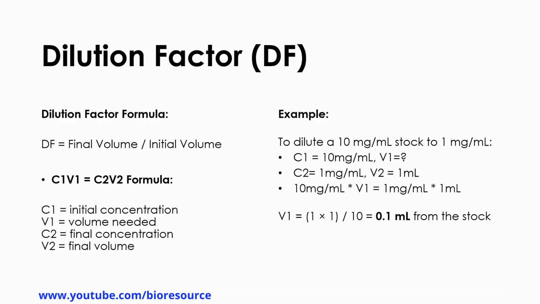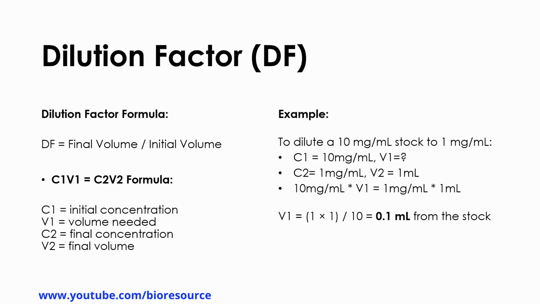Dilutions are used constantly, whether for DNA, RNA, proteins, or chemical reagents. These two formulas you must master. One is the dilution factor, which is equal to final volume divided by initial volume, and another is the C1V1 is equal to C2V2 formula. These let you make accurate working concentrations from concentrated stock solutions.